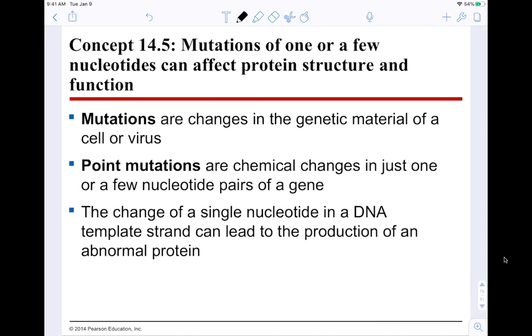So mutations are changes in the genetic material of a cell or a virus. Point mutations are chemical changes in just one or just a few nucleotide pairs of a gene. So point mutations are very small. The change of a single nucleotide in a DNA template strand can cause the production of an abnormal protein. If just one base is wrong or incorrectly paired, it's going to cause a point mutation, which can create an abnormal or non-functional protein.